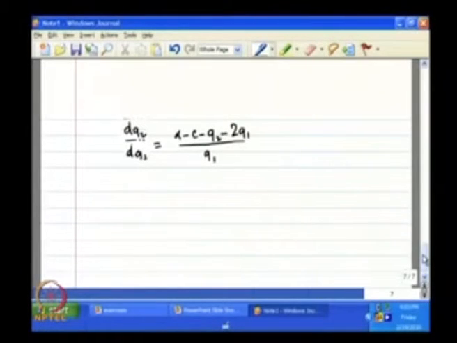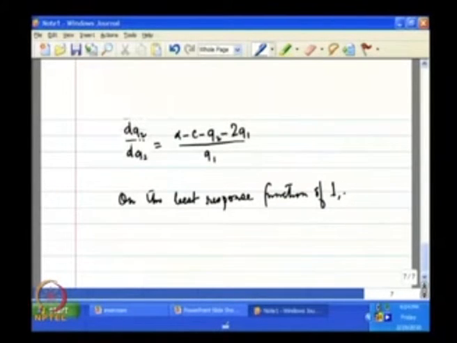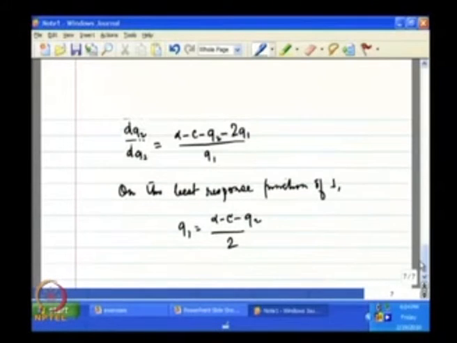that if we are on the best response function of player 1, what do I know? On the best response function of player 1, I know that q1 is equal to alpha minus c minus q2 divided by 2. Now, if this is true, then on the best response function, when the firm is maximizing the profit, what about the slope? dq2 by dq1 then will be equal to 0, right. When the profit is maximum for firm 1, the slope of the isoprofit function is 0.